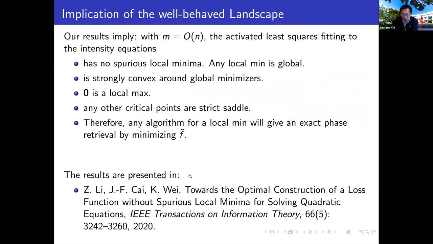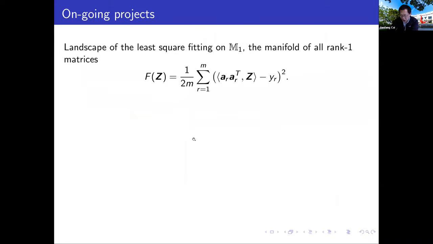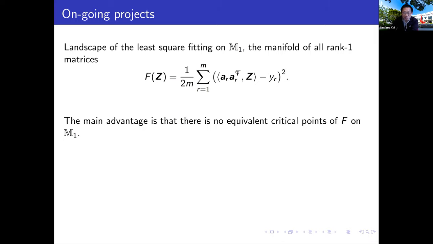Our results are presented in this paper. Now, what is ongoing is we consider this least squares fitting on the rank one manifold, right? Of course this function is good. This function is a convex function because this is a linear least square. But now the domain here, M1, is a manifold. It's a non-convex domain, right? So minimizing this F on this M1 is still a non-convex optimization.